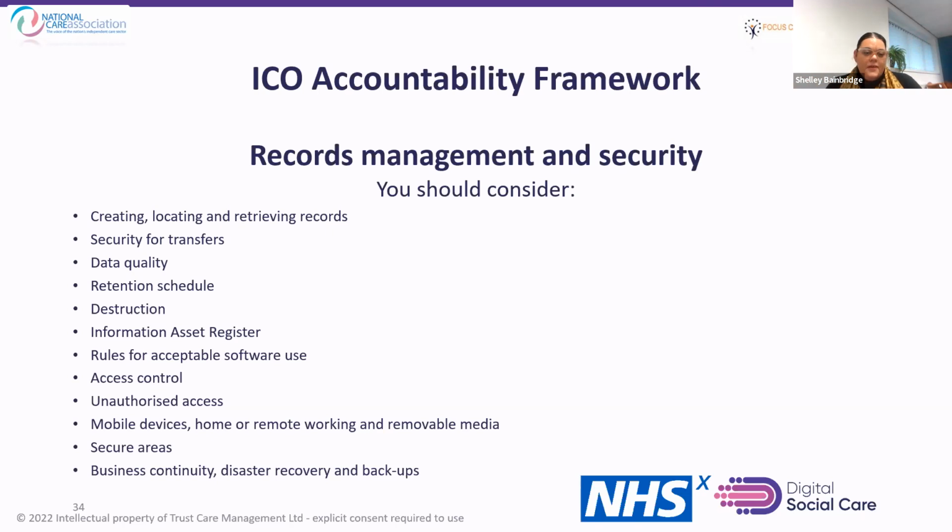I won't go through them all. Information asset register, again, very important. Unauthorised access, secure areas, business continuity, disaster recovery and backups. Do you have action plans for that? What do you do in your contingency plan if something goes wrong? What do we do if? What happens then? These are the things you need to have in place to protect your business.